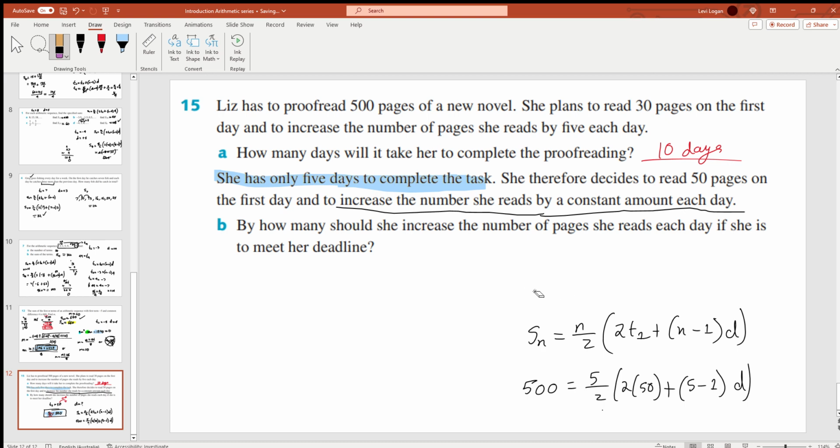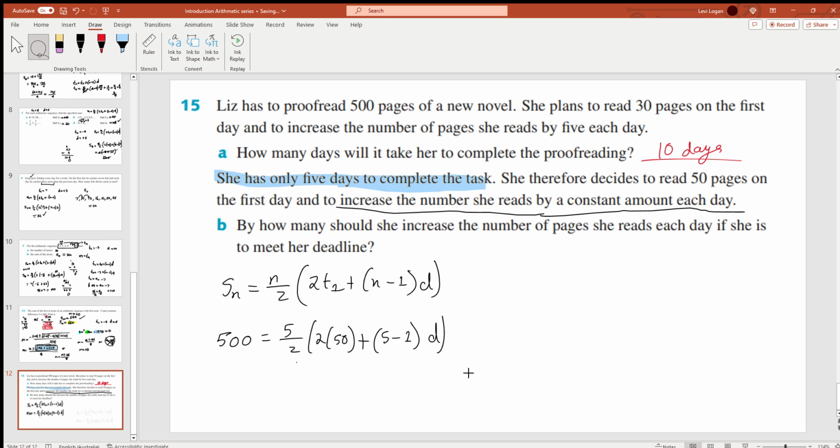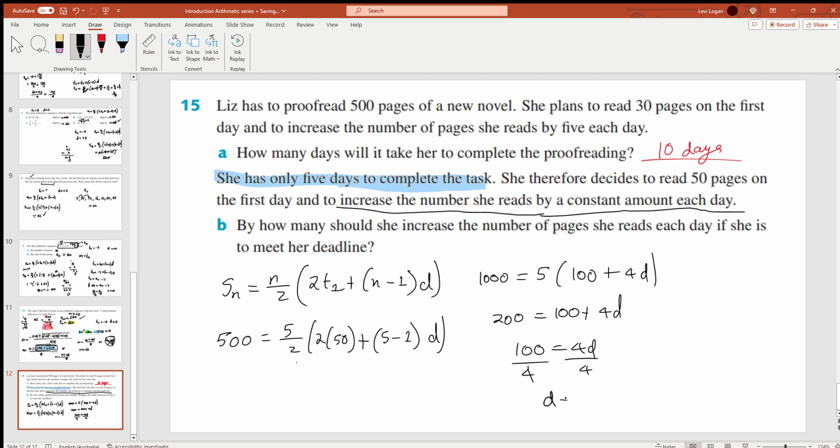So let's move that up real quick. I don't know how long this video is. It's going to be very long, but we're almost there. So move that 2 up there, so we get 1,000 equals 5 times 100 plus 4d. 1,000 divided by 5 is going to be 200, so 200 equals 100 plus 4d, so 100 equals 4d, divided by 4, so d is 50.